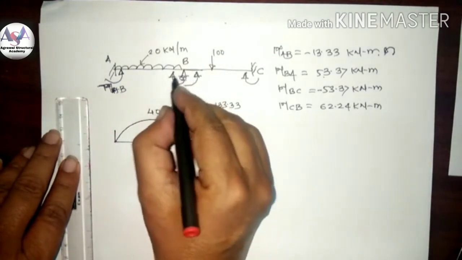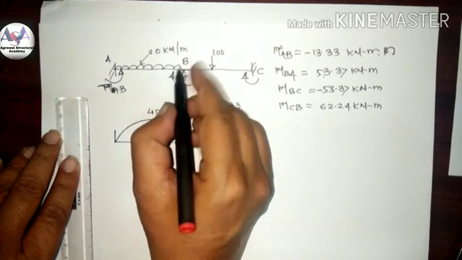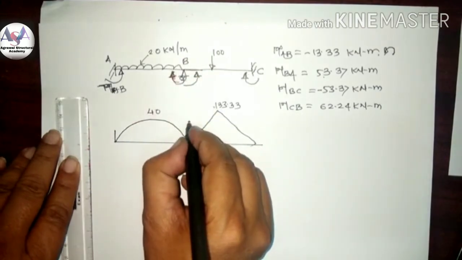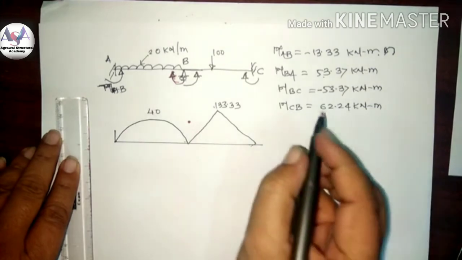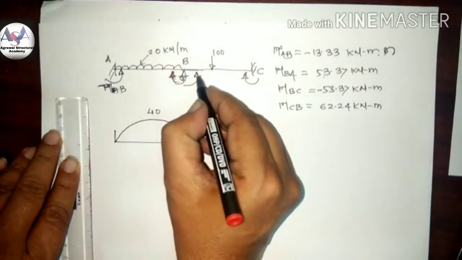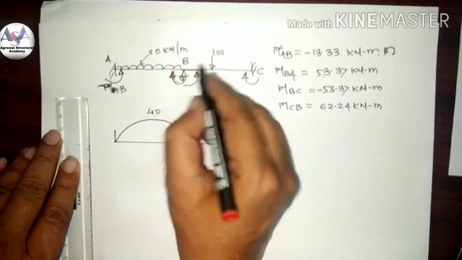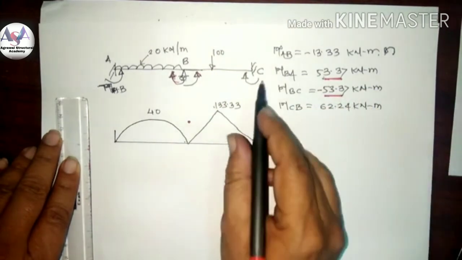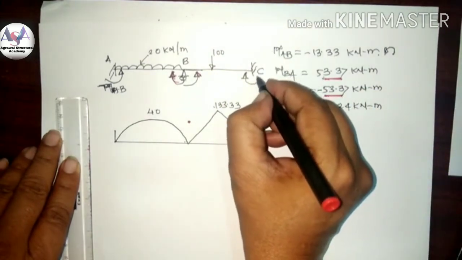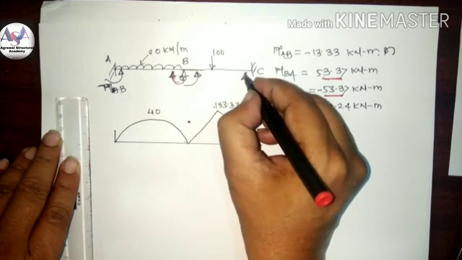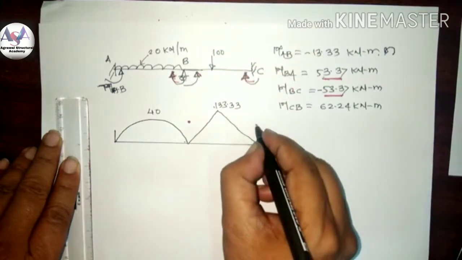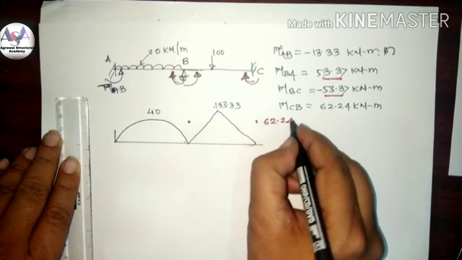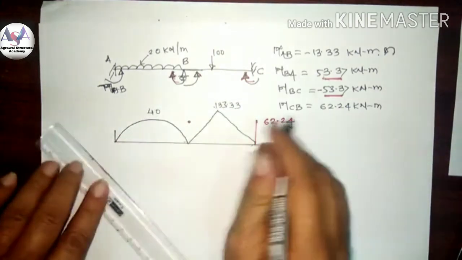Then MBA, this is the clockwise, and this tries to push upward, means creates the hogging. So show here that is 53. Then BC is again what? Pushing is the upward side, so it is the hogging bending moment. So put here the same point because both have the same magnitude. Then the fourth one, MCB. So this tries again to push the upward side, means hogging is created. So push this above the line, 62.24. So draw here.